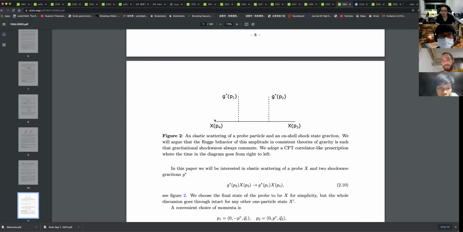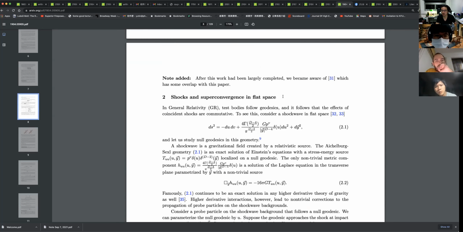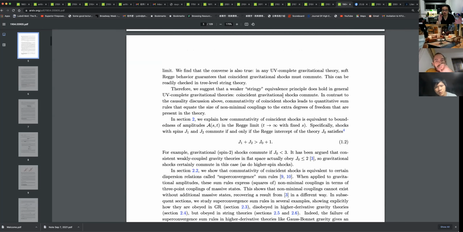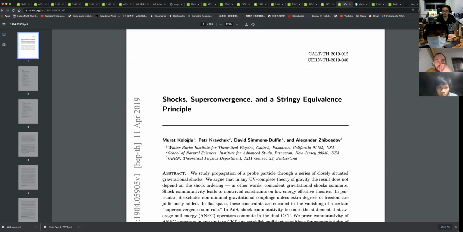So you have a P4 and P3, and this is the shockwave graviton. This is GP1 and GP2. And so you can see that this almost looks like a 4-point scattering, right? But then the point is that P1 and P2, of course, are off-shell gravitons. They represent the shockwave source. And so the point is that for a consistent theory, these two shockwaves have to commute. So you can see that this is the story.